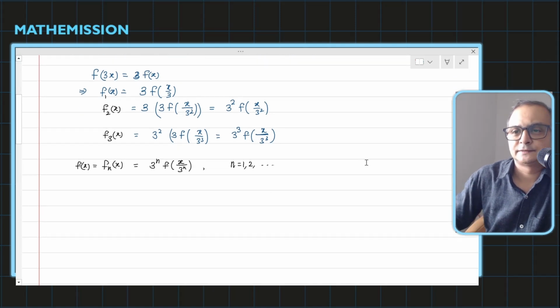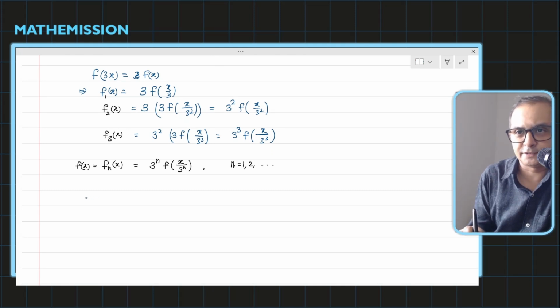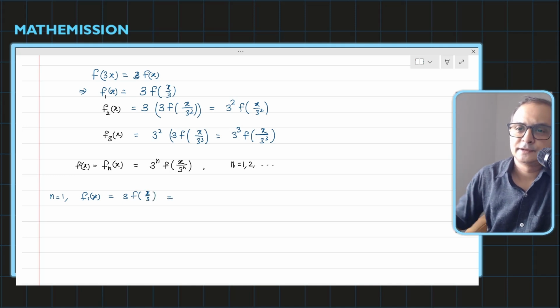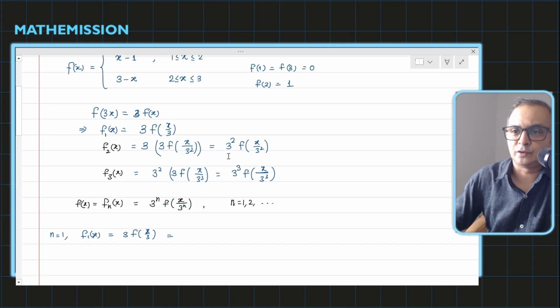So the thing is, what is the first definition? f1(x), if I write for n equal to 1, that must give you 3 times f of x by 3, as we have already found. It means that I have to substitute x by 3 in our original function here. And what is this original function?